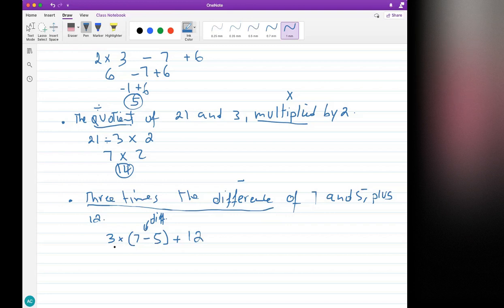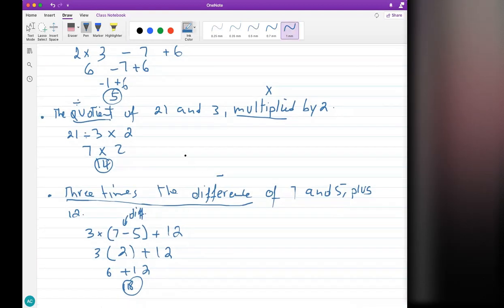And now we use order of operations again. So parentheses first: 7 minus 5 is 2. The multiplication sign is unnecessary, but you can just write it like this. Here we have 3 times 2 plus 12. Now the multiplication, then the addition: 6 plus 12, that's 18. Okay, the final answer here is 18.